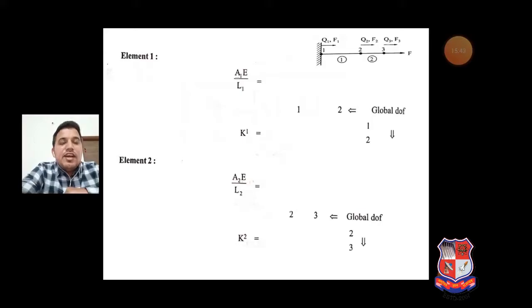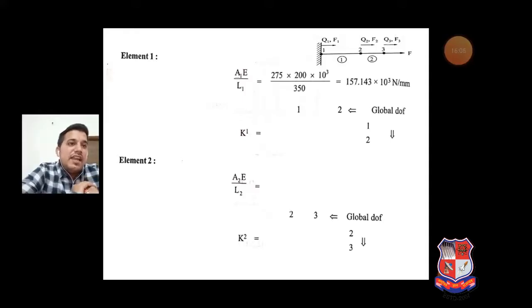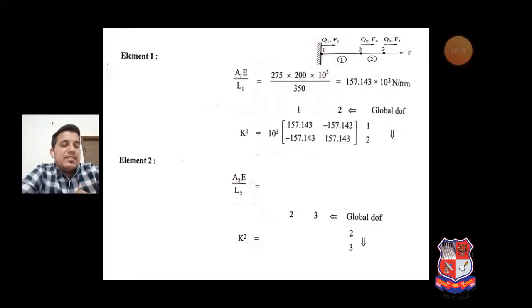This diagram we will utilize to find the formulation. Now first we have to find K1 and K2 as per the previous example. For element number 1 we need E1 A1 over L1, but here we can directly write E because the material is the same for both. Putting in the values of AE over L, we get 157.143 × 10³ N/mm. This is the final value for K1.